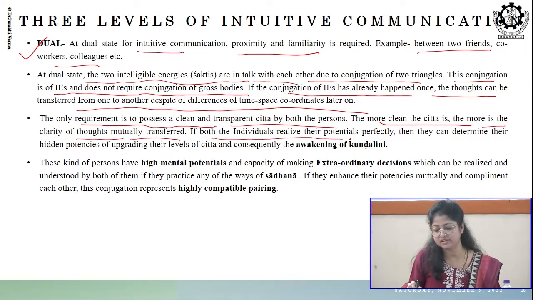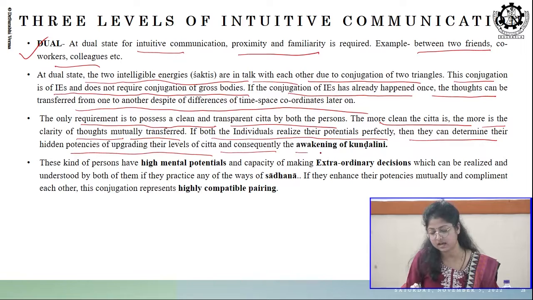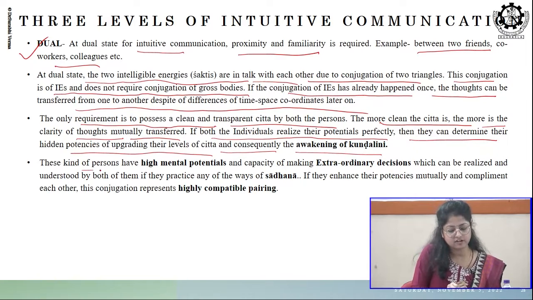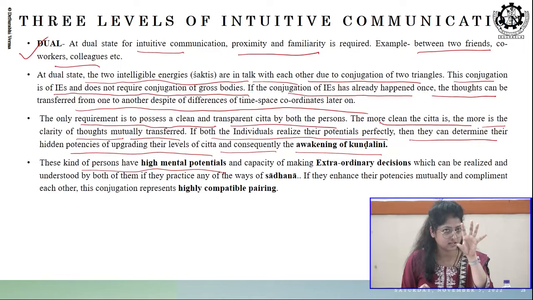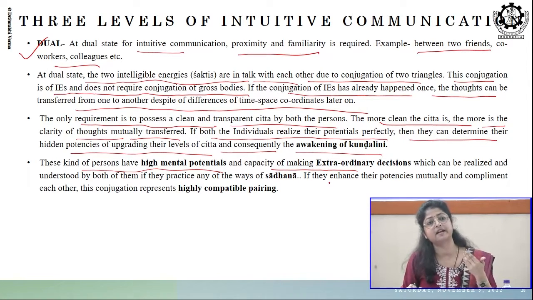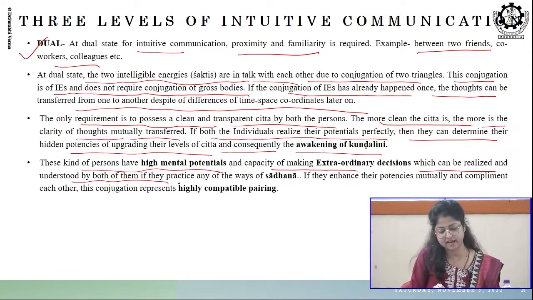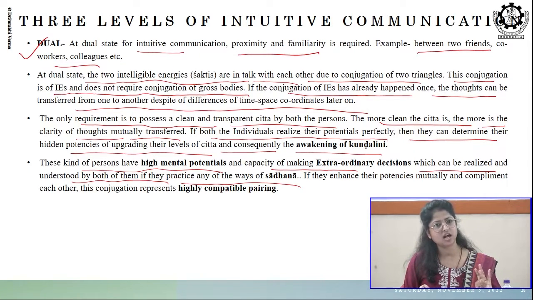If both the individuals realize their potentials perfectly, then they can determine their hidden potencies of upgrading their levels of the chitta and consequently the awakening of the kundalini. These kinds of persons have high mental potentials because concentration power is very strong, and capacity of making extraordinary decisions. That's why they become extraordinary, which can be realized and understood by both of them if they have practiced any of the ways of sadhana. Jap, tap, dan, puja, havan, yajna, all these are the methods which have been already absorbed and assimilated in our culture.